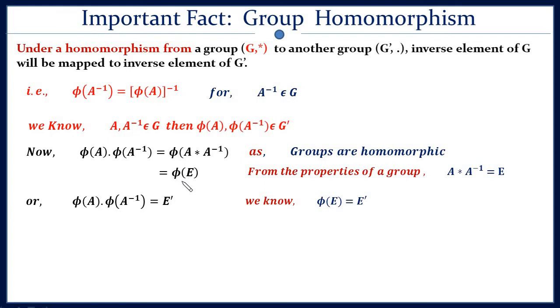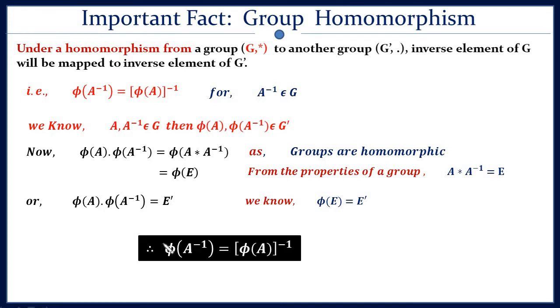We have just seen that phi E is nothing but E prime, the identity of G prime. Therefore, the overall equation looks like phi A dot phi A inverse equals the identity element, and everything belongs to group G prime. Therefore, this relation belongs to group G prime. And what is the property of a group? If you multiply any element with its inverse element, the resultant element will be identity. From that property, we can easily write phi A inverse is equal to phi A inverse.